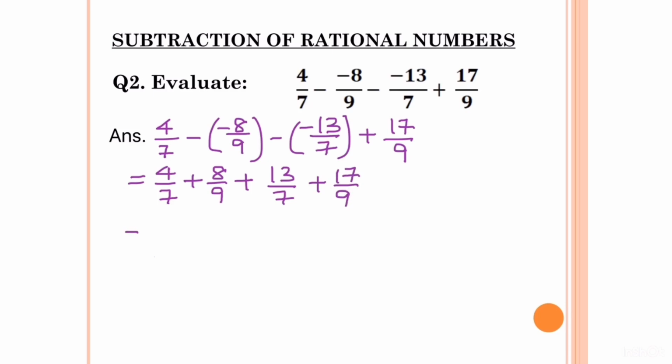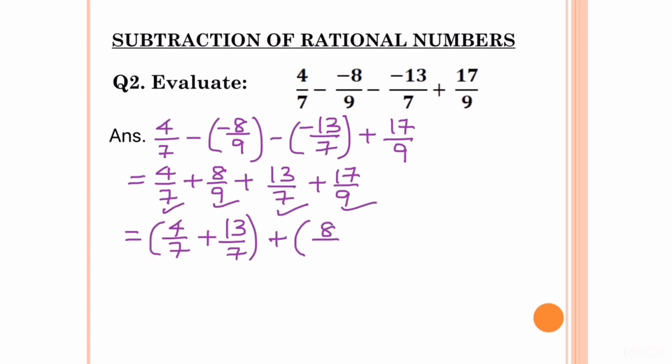In the next step, we will group the rational numbers having the same denominators. So we can group 4 by 7 and 13 by 7, 4 by 7 plus 13 by 7, plus next we will group 8 by 9 and 17 by 9, 8 by 9 plus 17 by 9. Let's now simplify inside the brackets.